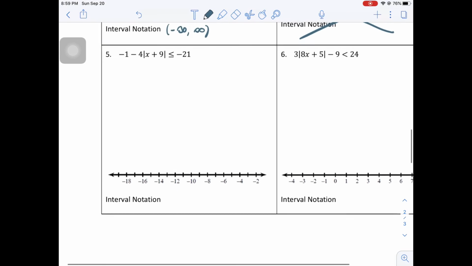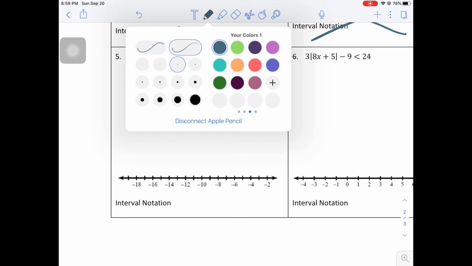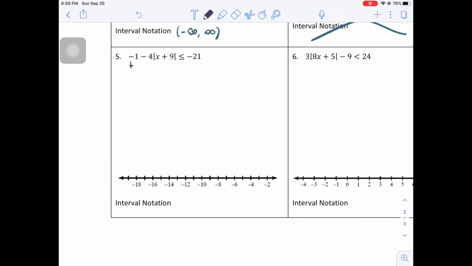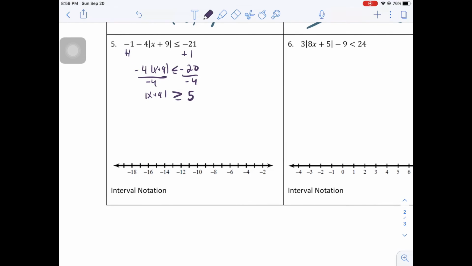All right, last 2 examples here. If you're feeling comfortable, guys, feel free to start the homework. If not, just follow me along on these last 2 examples here. So add 1 to each side, right, because we're isolating. So negative 4, absolute value x plus 9, less than or equal to negative 20. Divide by negative 4 from both sides. Now we have the absolute value of x plus 9 is greater than or equal to 5. So this is a possibility, right? So now we set our 2 cases, x plus 9 greater than or equal to 5, or negative x plus 9 is greater than or equal to 5.